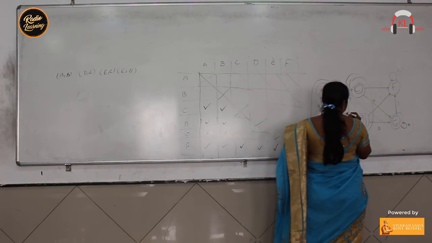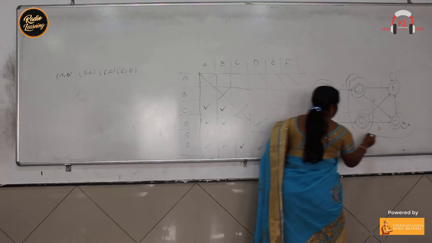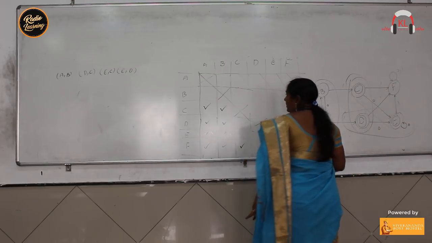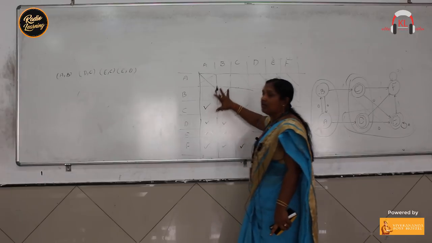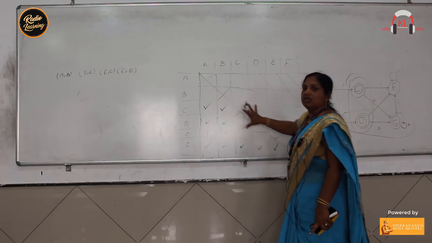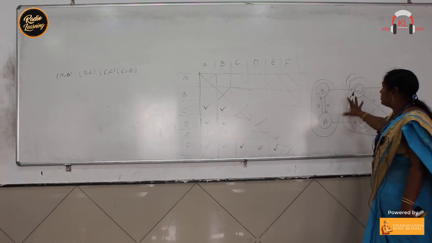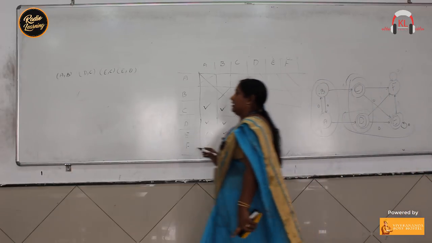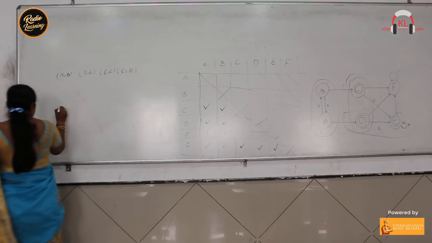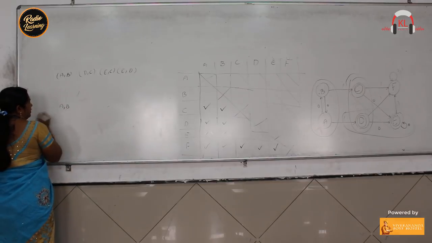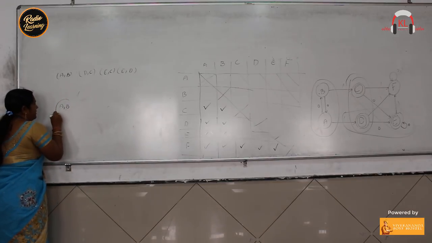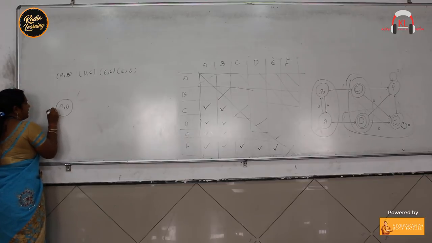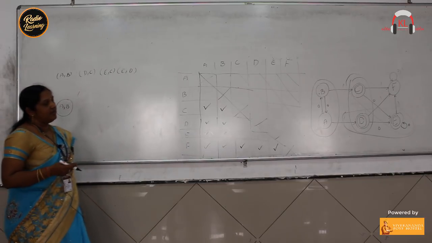Now I'm clubbing this E comma D together. If you are seeing this diagram, whatever the pairs that are left unmarked, I clubbed all of them together here. Then finally I'm designing a diagram with this. A comma B, two states are clubbed together, so I'm taking A comma B as a single state. I'm marking it as a start state as usual in my diagram.